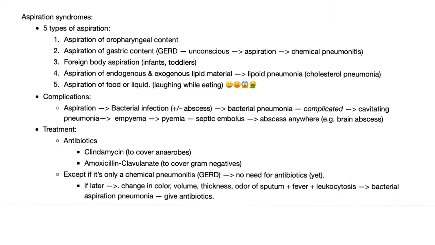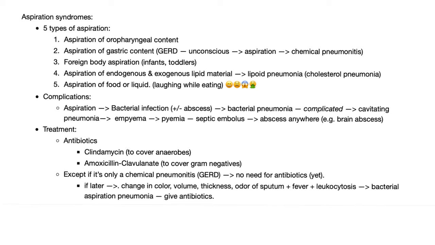Aspiration syndromes, there are five of them. 1, aspiration of oropharyngeal content. 2, aspiration of gastric content. 3, foreign body aspiration. 4, aspiration of endogenous and exogenous lipid material leading to lipoid pneumonia, which is a cholesterol pneumonia. 5, aspiration of food or liquid if you are an idiot who laughs while eating.